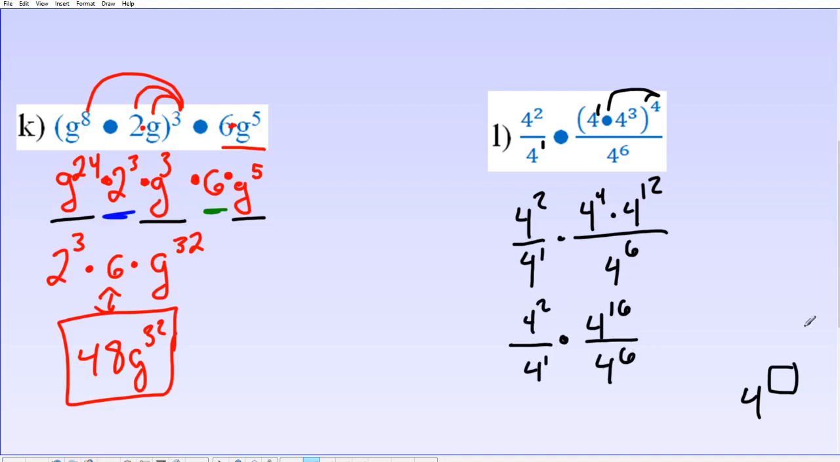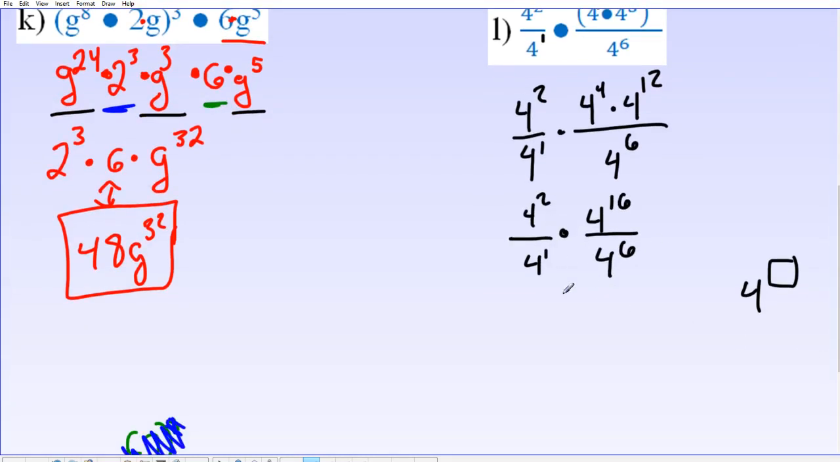And I'm just writing everything else down. So now I can worry about the fractions. What's going on here? Well, I've got one 4 on the bottom, two 4s up top. So if I cancel out one of these and one of these, I'm left with one 4 still on the top.